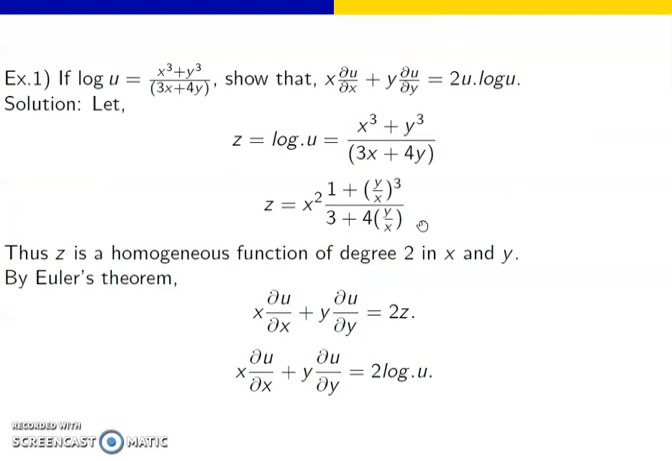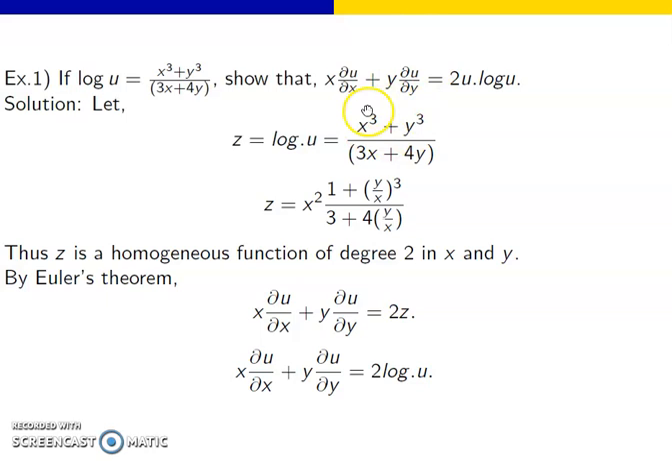So this is the first problem. What is given? If log u equals (x cube plus y cube) upon (3x plus 4y), this is a function given to you, and what do we want to show? We want to show that x ∂u/∂x plus y ∂u/∂y equals 2u log u. This is what we want to prove.